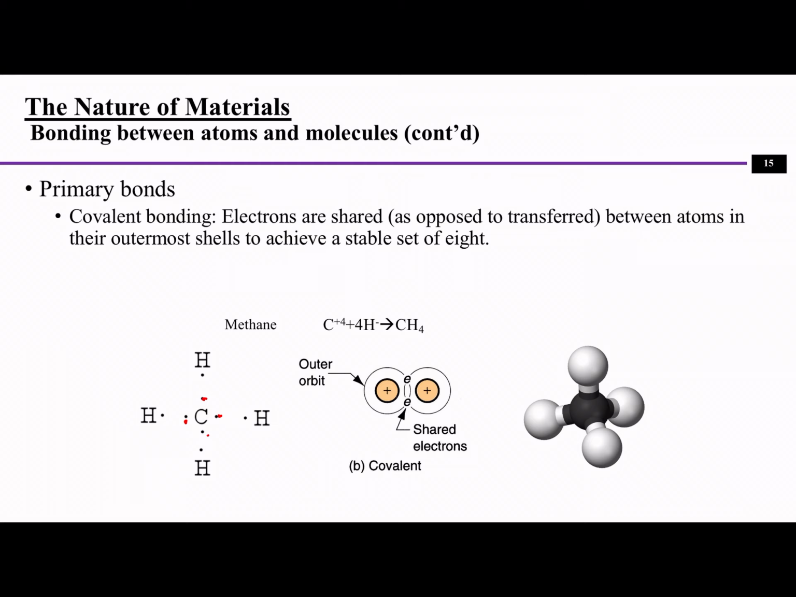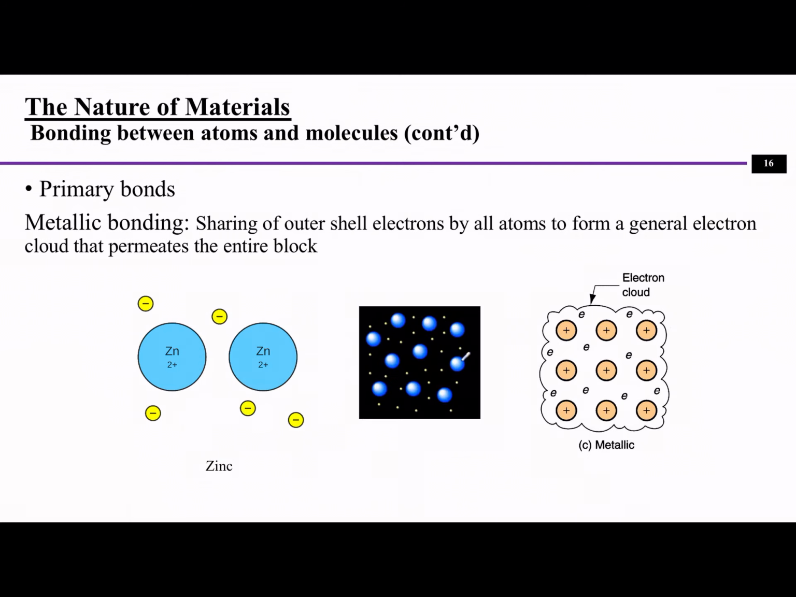and both atoms are going to achieve a stable state. So this is how covalent bondings work, right? Instead of giving up and receiving, both are sharing the electrons.